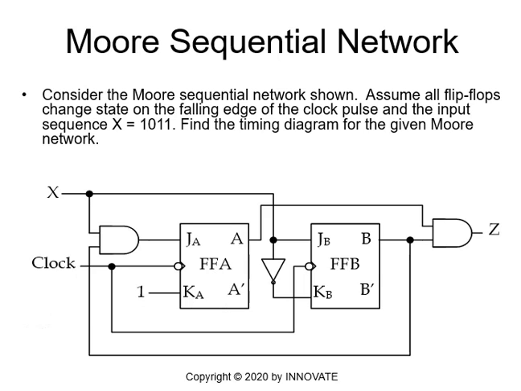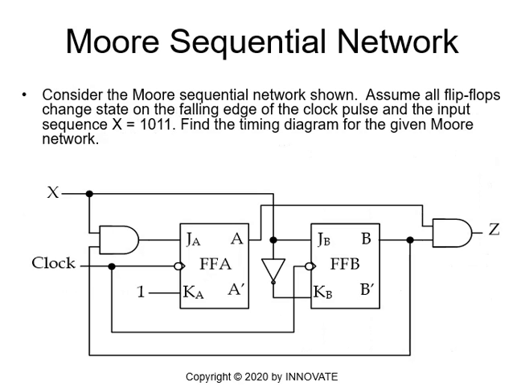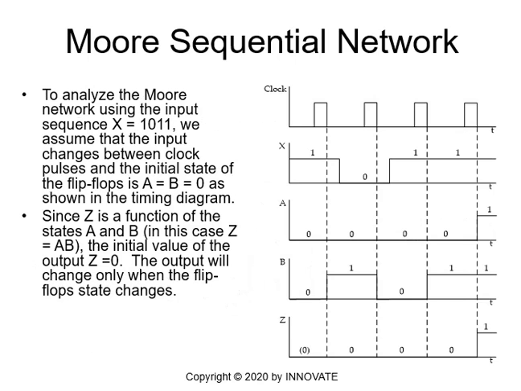So to analyze a Moore network using the input sequence X 1011, this is given in the problem. We would like to find the timing diagram based on the input 1011.